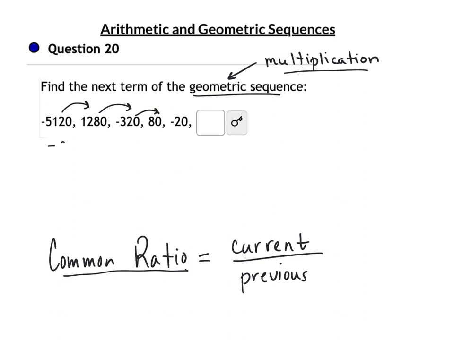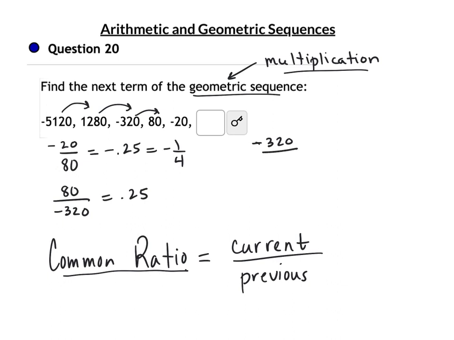Notice that -20 divided by the previous 80 is -0.25. I could also write that as -1/4. If I take 80 and divide it by the previous, -320, I also get -0.25 or -1/4. If I take -320 and divide it by 1,280, that's also -0.25. And the same thing for 1,280 divided by -5120, -0.25. Every time I move one spot, I'm multiplying by -0.25.